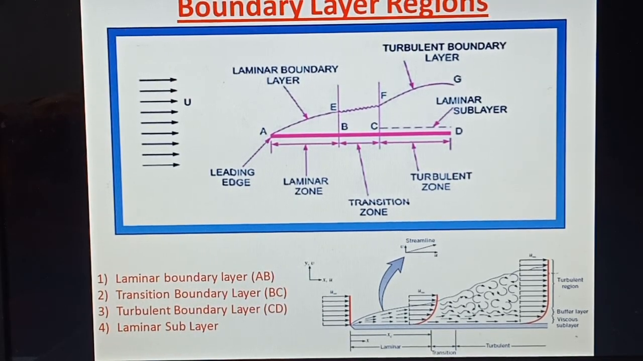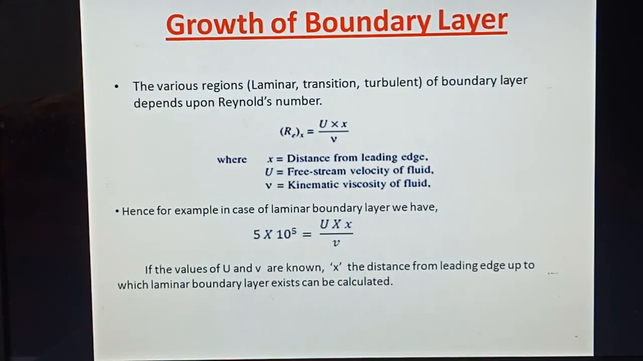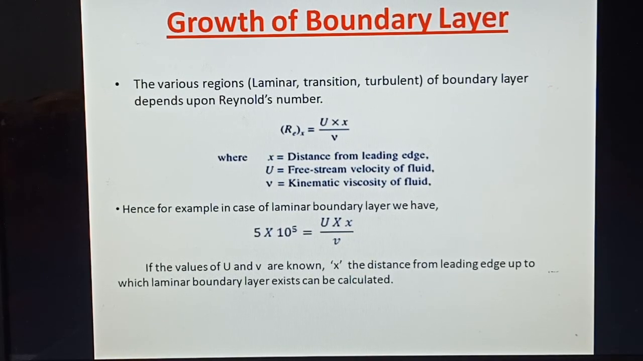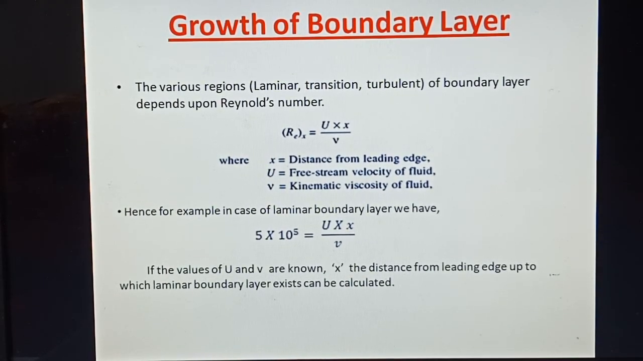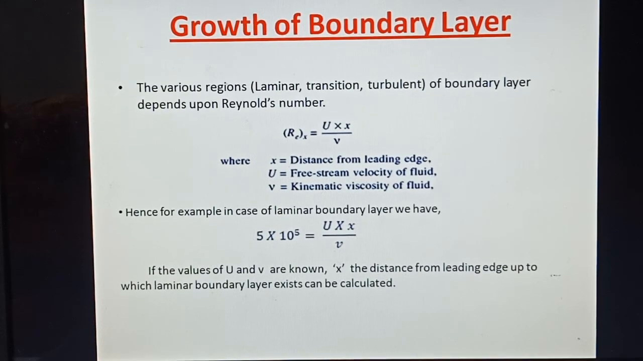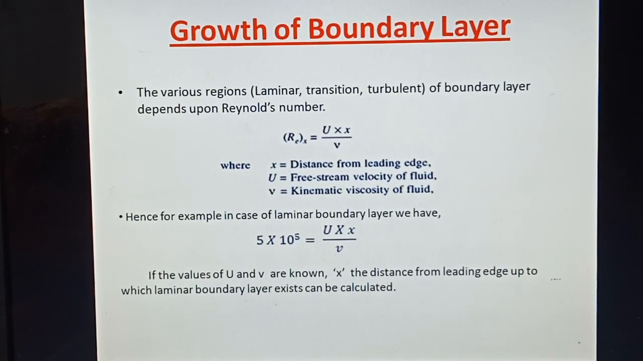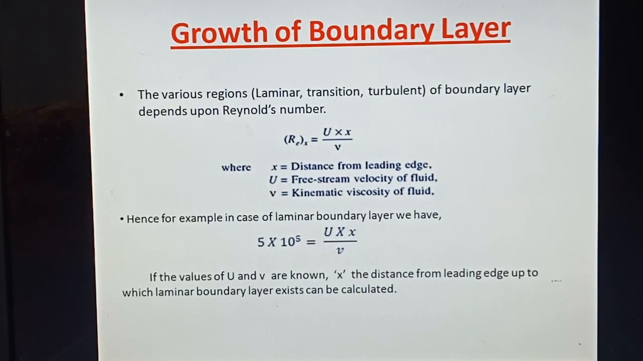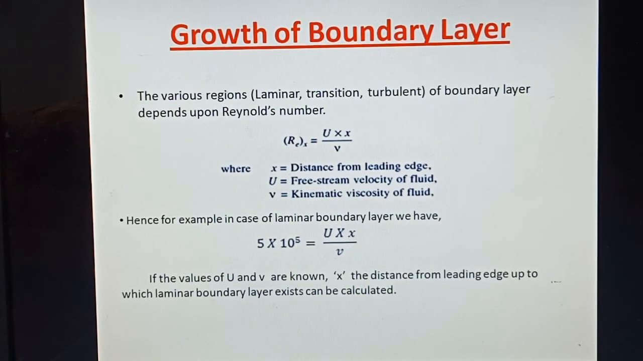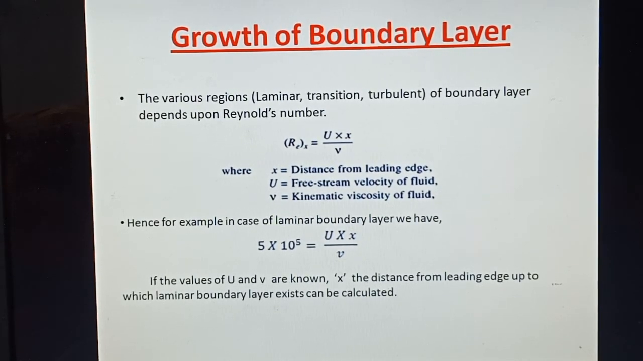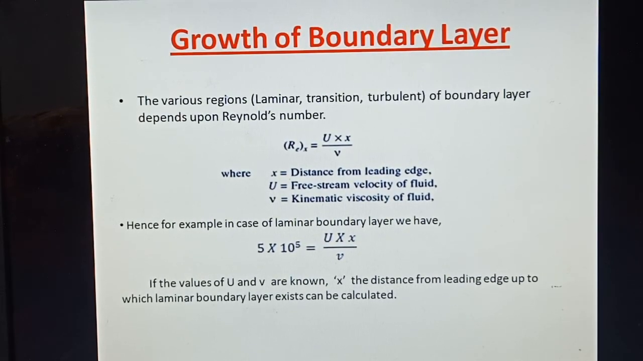The point A is our leading edge. In this equation of Reynolds number, X is the distance from the leading edge, so this equation is used to calculate that distance X. For example, consider a laminar zone. We know that for a flat plate, the value of Reynolds number is 5 into 10 raised to 5. So we will substitute that Reynolds number value in the above equation.